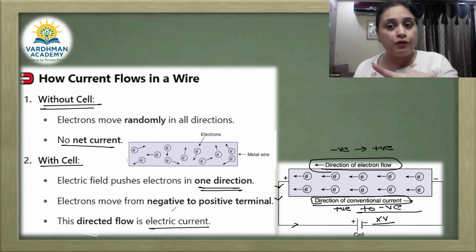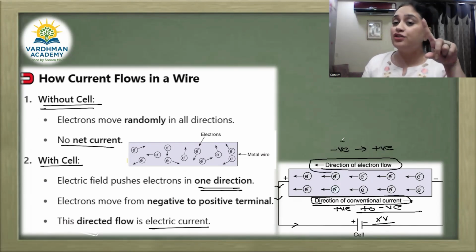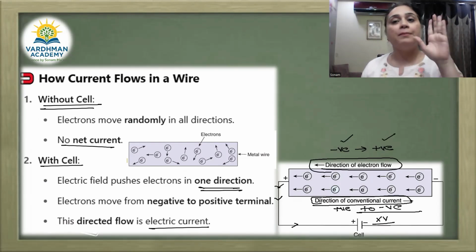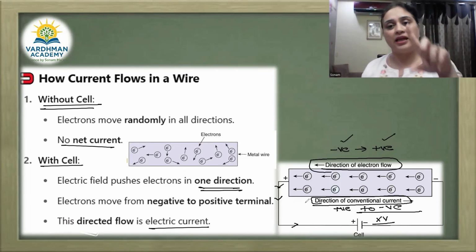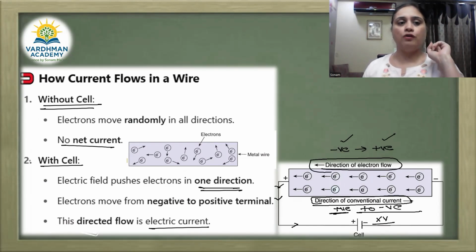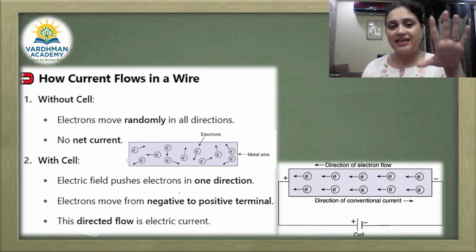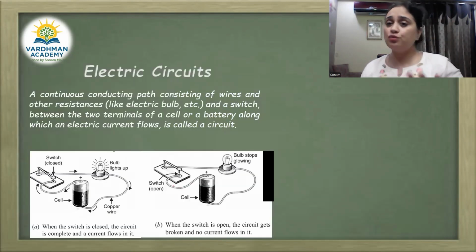So अगर electron flow की direction की बात करेंगे, it is always from negative to positive. But अगर conventional direction बात करेंगे conventional current की, so that is always from positive to negative terminal of the battery. Is this clear, children? Now let us move further.